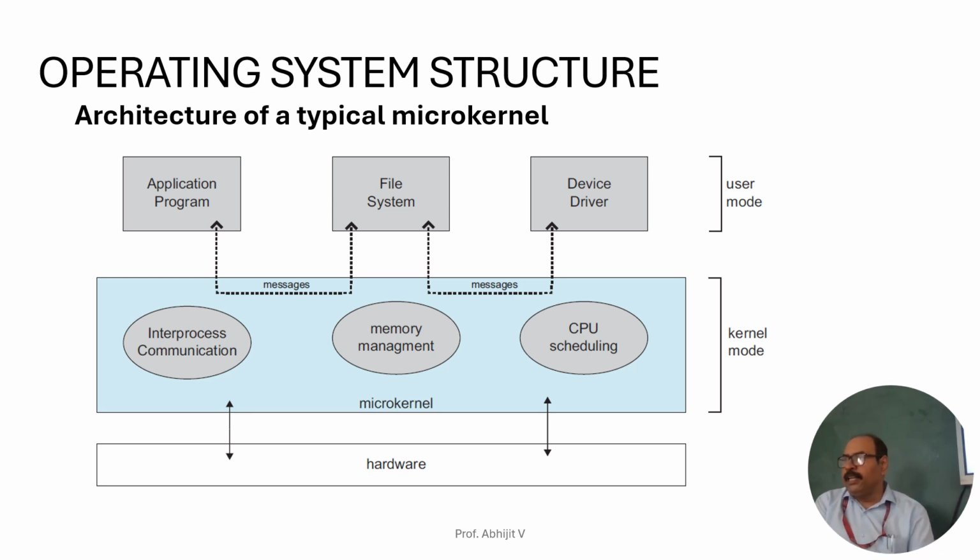So this is the architecture of a microkernel. You have the hardware here. You have one module exclusively for inter-process communication, memory management, CPU scheduling. You have user modes. So you have this kernel divided into microkernels, sub modules. You have multiple modules, and each module has access to its own system.